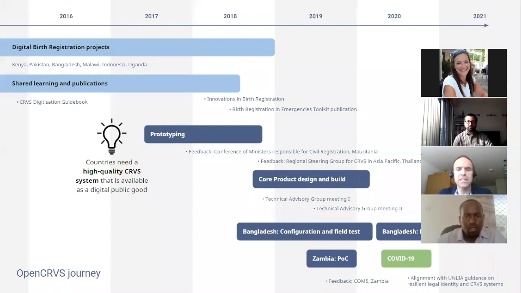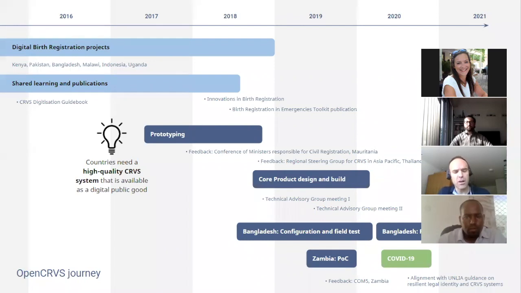And we really had a reflection at that point that countries needed a high quality civil registration and vital statistics system that would be available to them as a digital public good, a common asset that many countries could use and benefit from all of the promise of digitized civil registration systems. And so then, since that point, back in 2017, we've been on a journey, again, with many of you, thankfully.